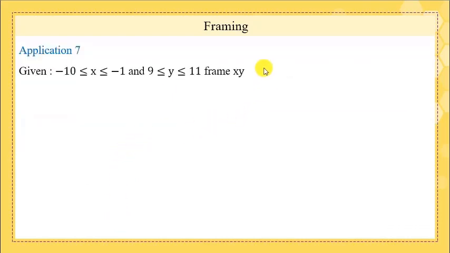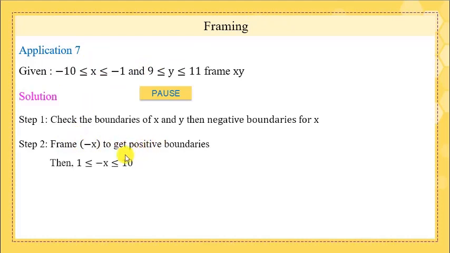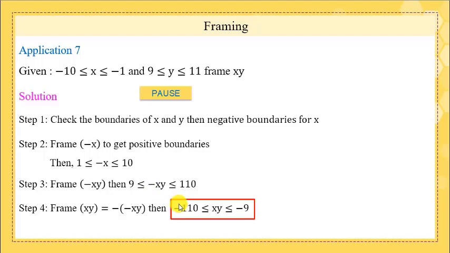Application 7. Stop the video and be careful for the boundaries. Okay, in the solution, first of all we check the boundaries and we find that the boundaries of x are negative. So first of all, we frame minus x to get positive boundaries. Then after we frame minus x, we bound or frame minus xy to get this framing, and then we multiply minus xy by minus to get the framing of xy.